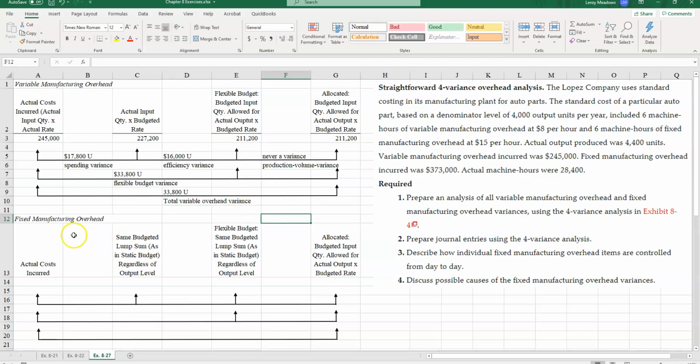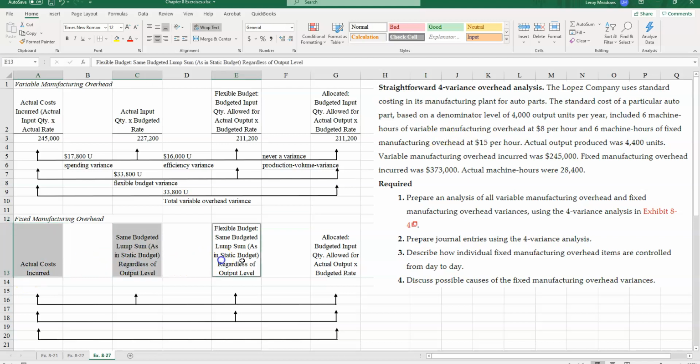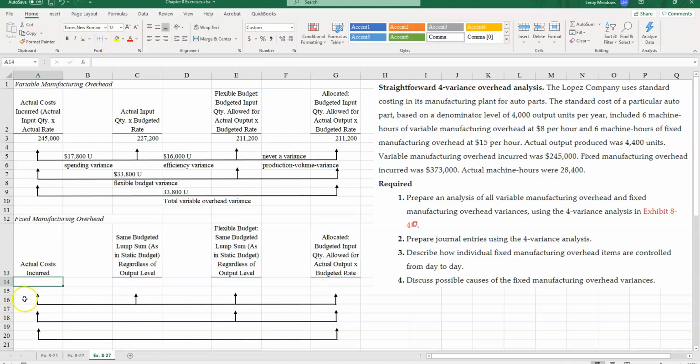Okay, so now let's take a look at fixed manufacturing overhead. Let's go by with the problem here. What was my actual cost incurred? Let me just go ahead and format these appropriately. What are my actual overhead costs? 373,000.